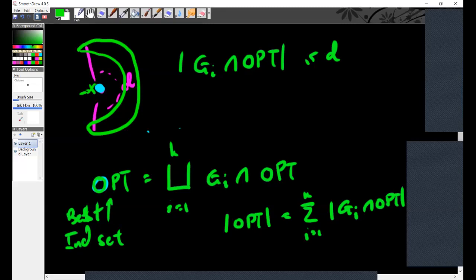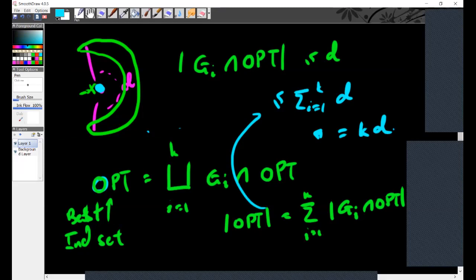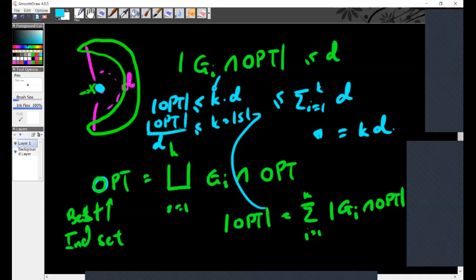So let's plug that in here. This tells me that this is at most the sum from i equals 1 to k of D, which equals KD. So what can we conclude? We can conclude that OPT is at most KD, which means that K, which is the size of our set, is at least OPT over D. So we've removed the D factor.